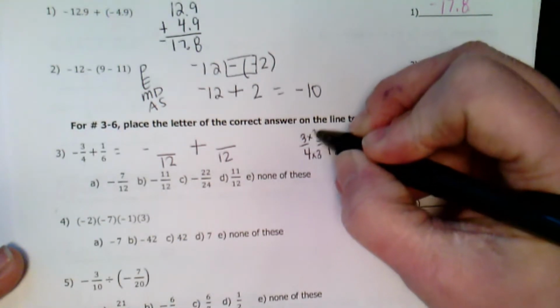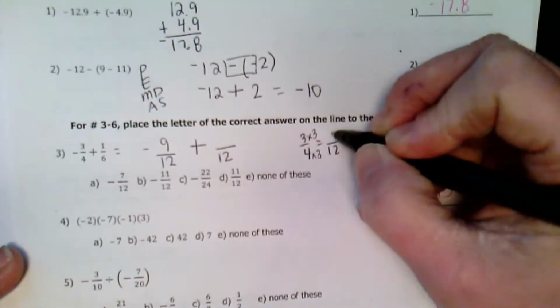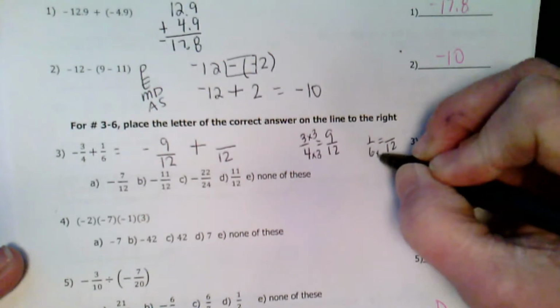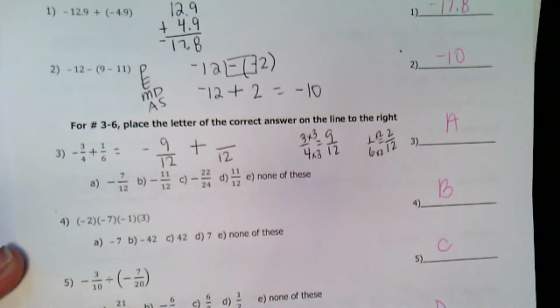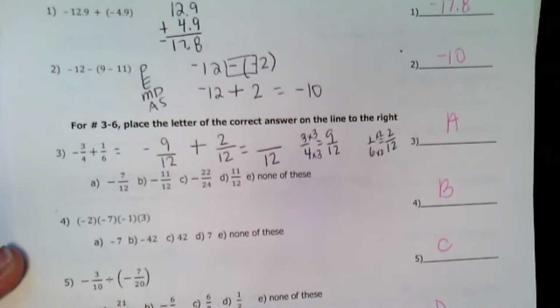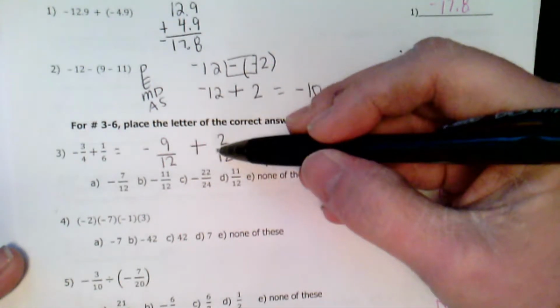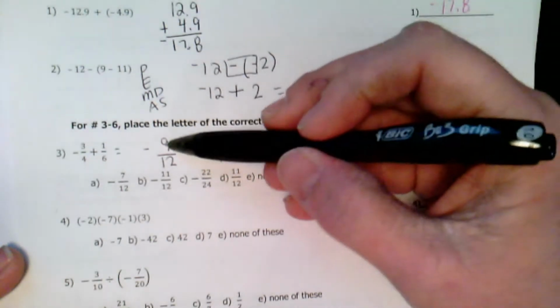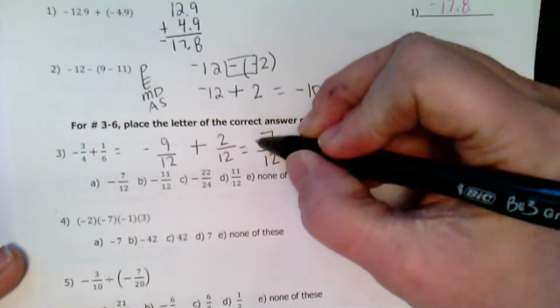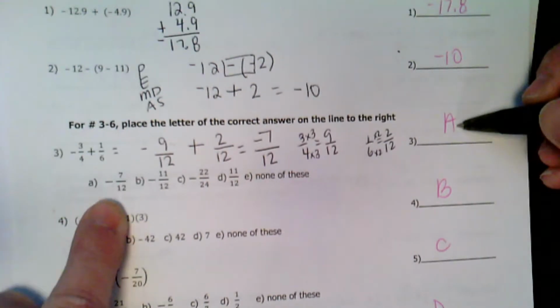Times this by 3, so this one becomes negative 9/12. Times this one by 2, so this one is 2/12. It keeps the same bottom, and then we'll just do the top. So negative 9 plus 2. We're adding, and then two opposite signs, so subtract, sign of the bigger. So your answer is A.